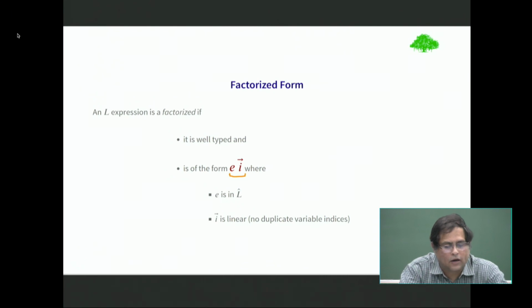Now we are ready to define what a factorized form is. An expression in L is factorized if it is well typed, and if it is of the form E, where E is an expression in L hat, and a sequence of indices which are linear. That means there are no duplicates, right? So now you can see the factorization. That's what we mean by factorization. You split it into 2 parts.